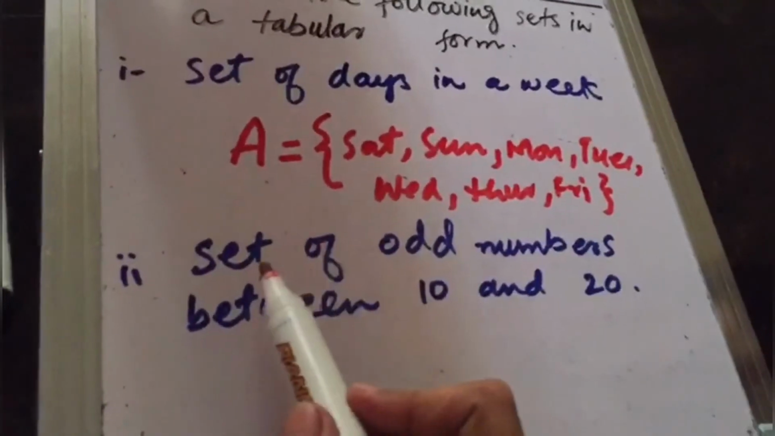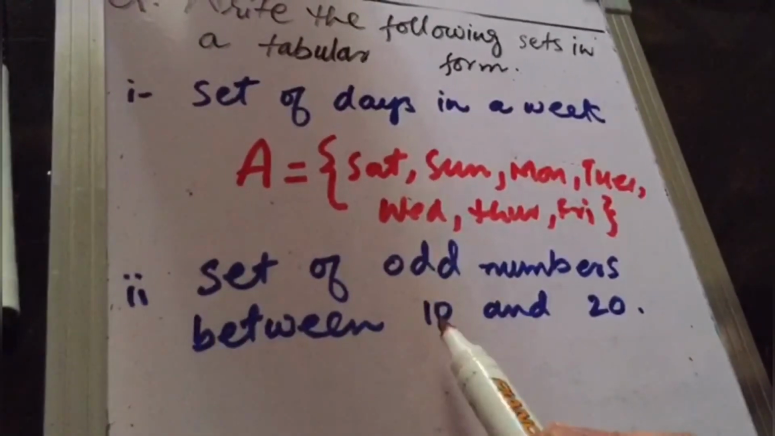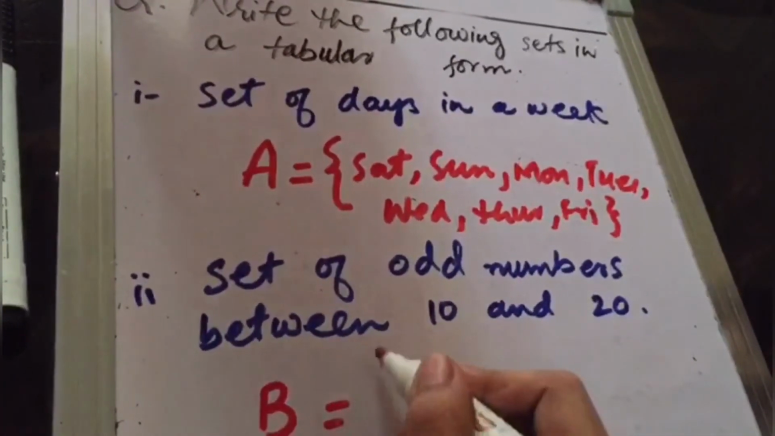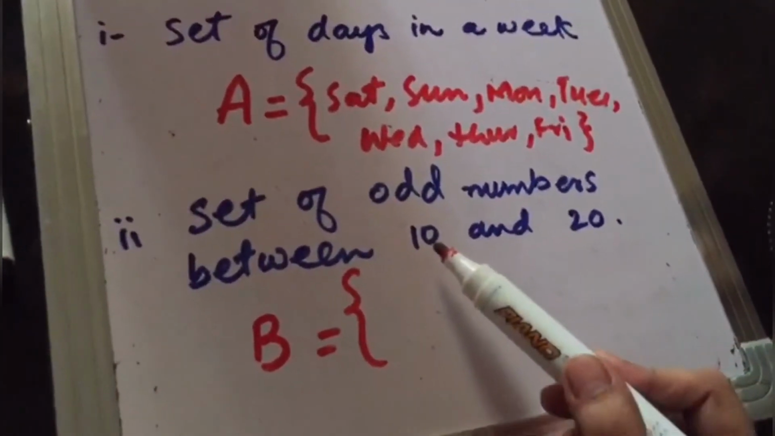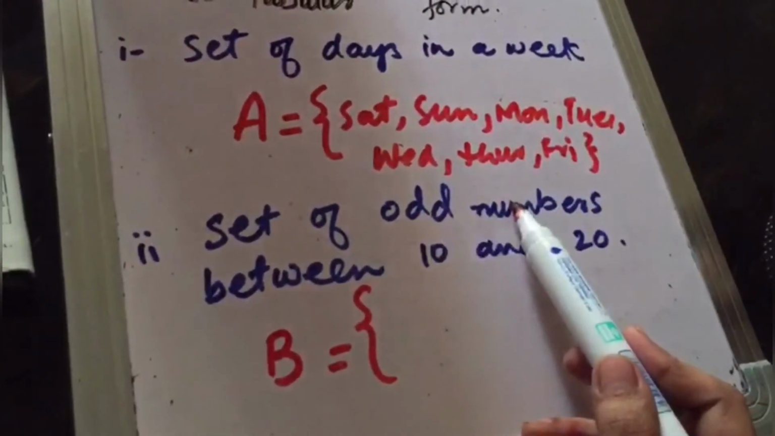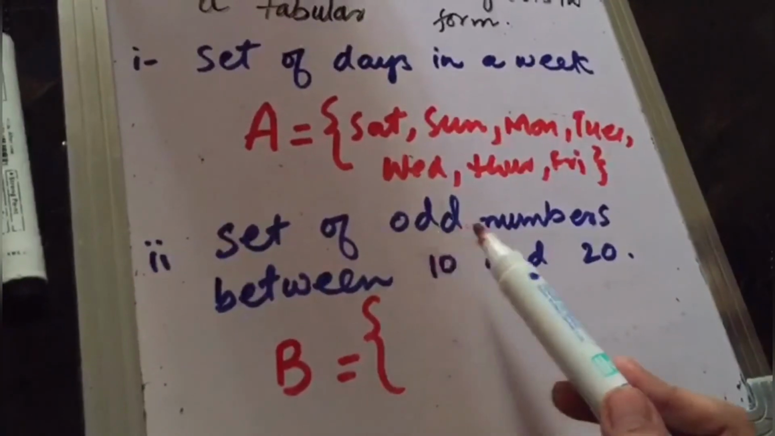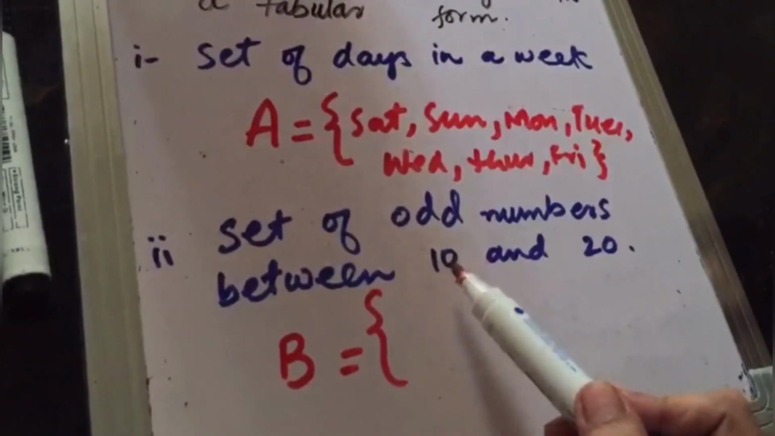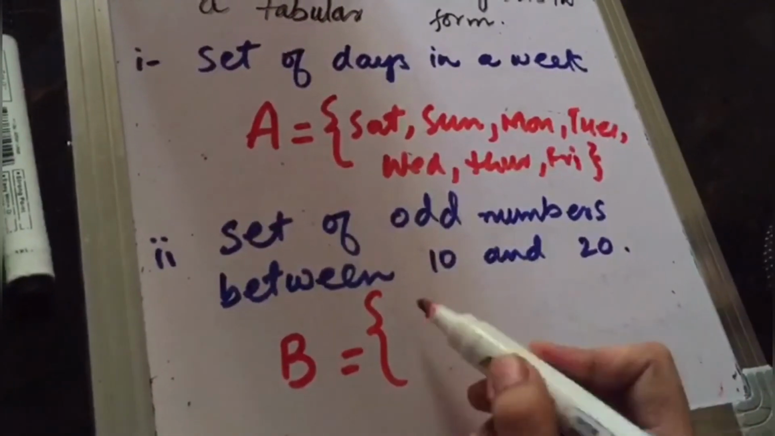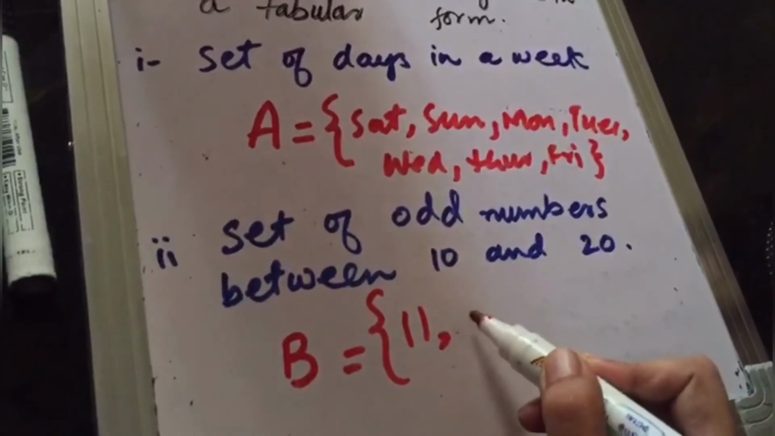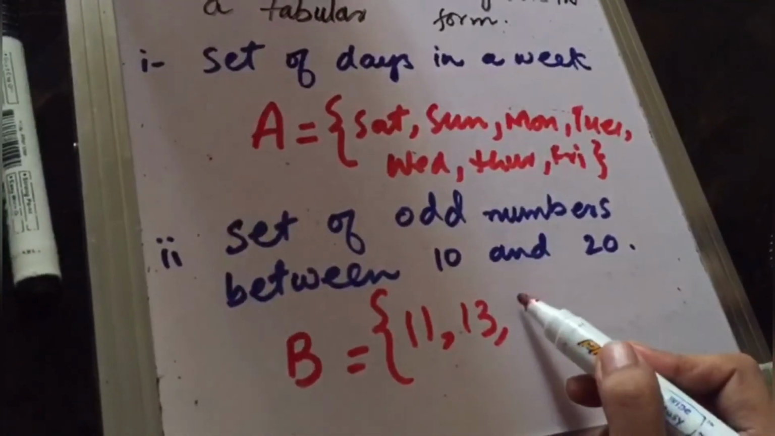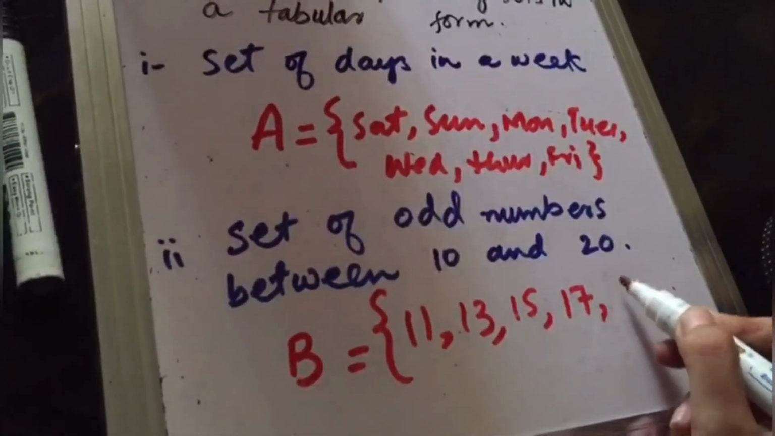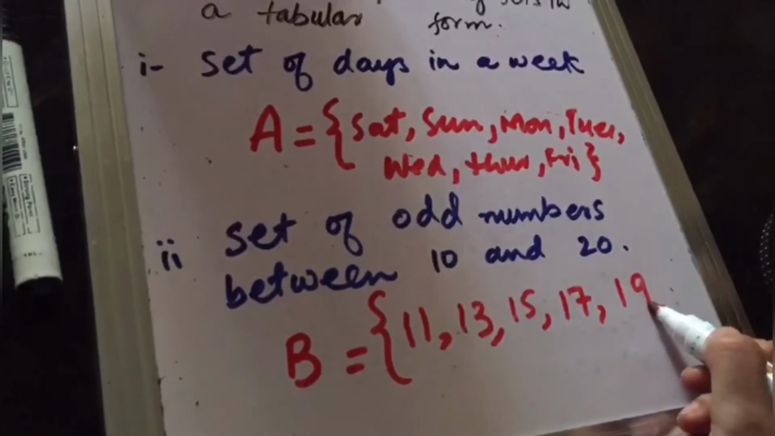Now second question is, set of odd numbers between 10 and 20. I am taking the name of set B. B is equals to, now the description is, these are odd numbers. Odd number starts from 1, between 10 and 20, after 10. Which is the first odd number after 10? It is 11. Then 13. Then 15. Then 17.